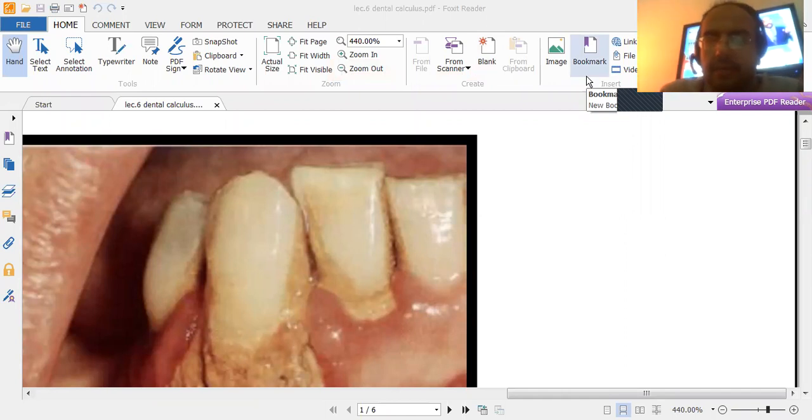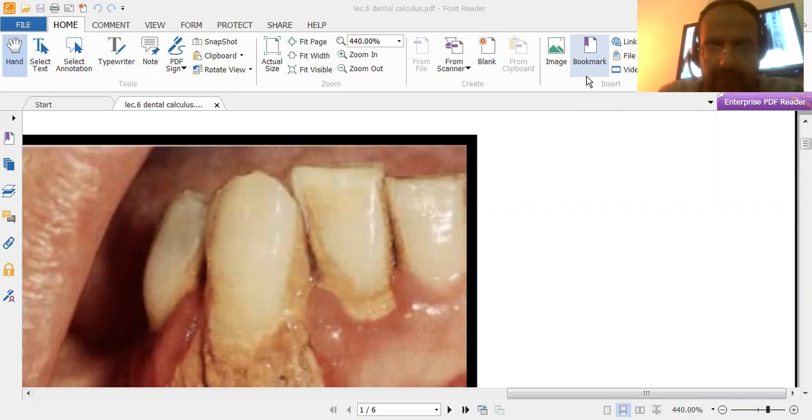This is lecture 6 in periodontics. And now we're talking about dental calculus. The previous two lectures talked about dental plaque, how it forms, and its composition. After formation of the dental plaque, now we're talking about the formation of dental calculus.